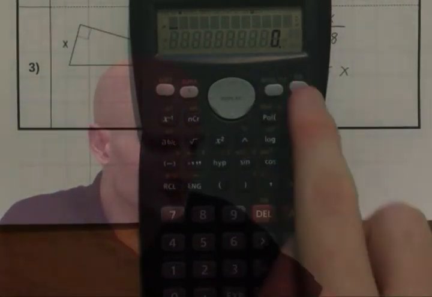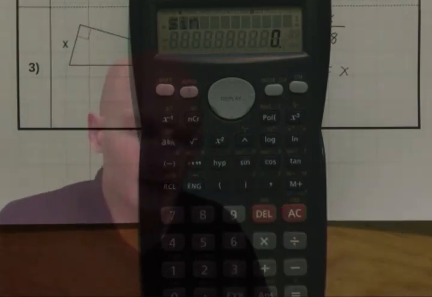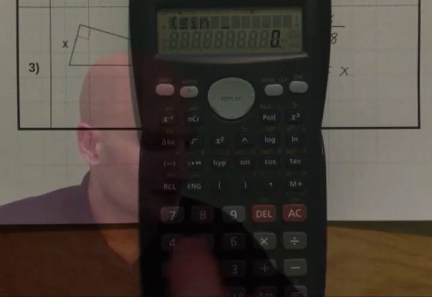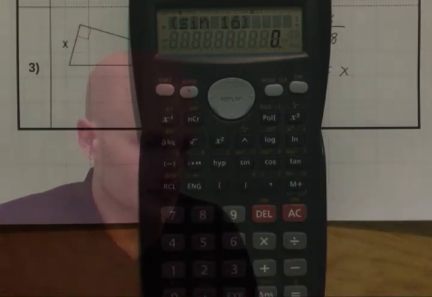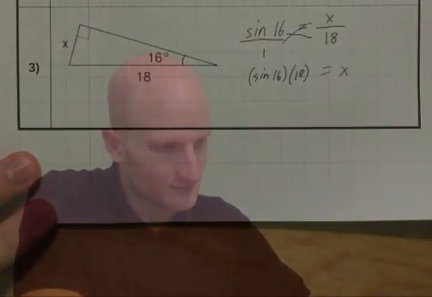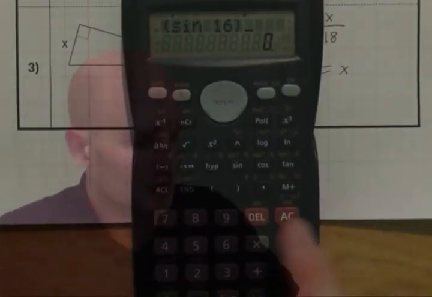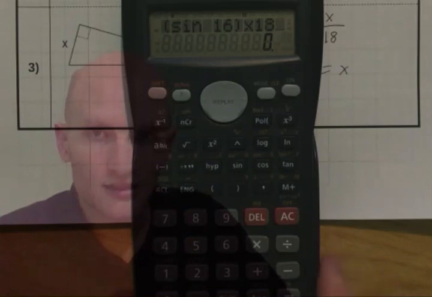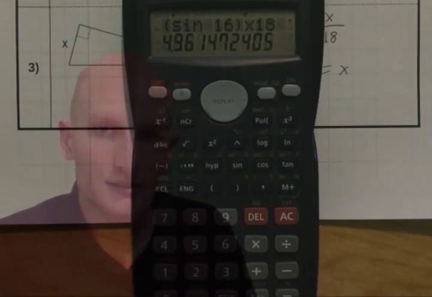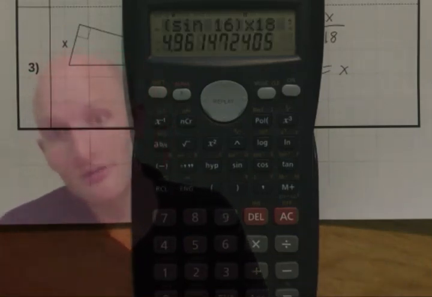We're already in degrees, right? So sine, oh wait, I'm gonna go in parentheses just to be safe. Sine of 16, right? That's what we said. Yep. Sine of 16 times 18 is 4.96. Okay, let's talk about rounding, okay?